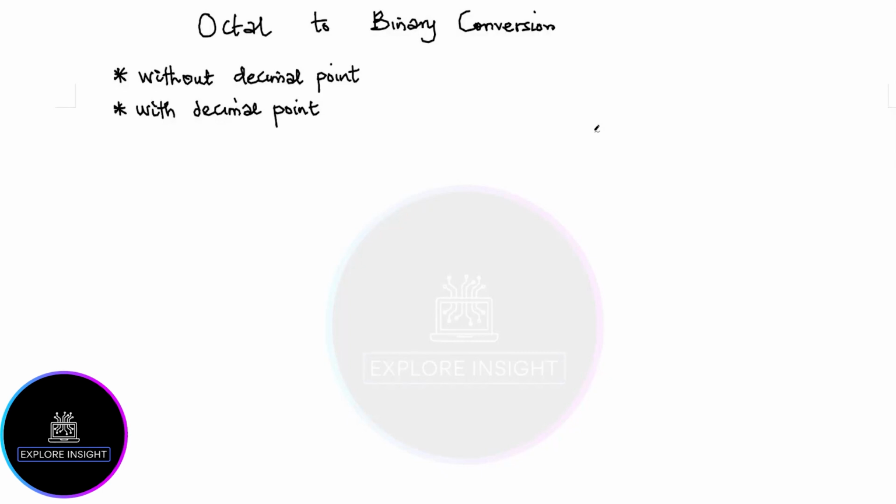In today's video, I want to teach you how to convert the octal number system to the binary number system. In this scenario, I will go along with 3 to 4 examples. What am I going to consider? I'm going to consider values without decimal points and with decimal points.